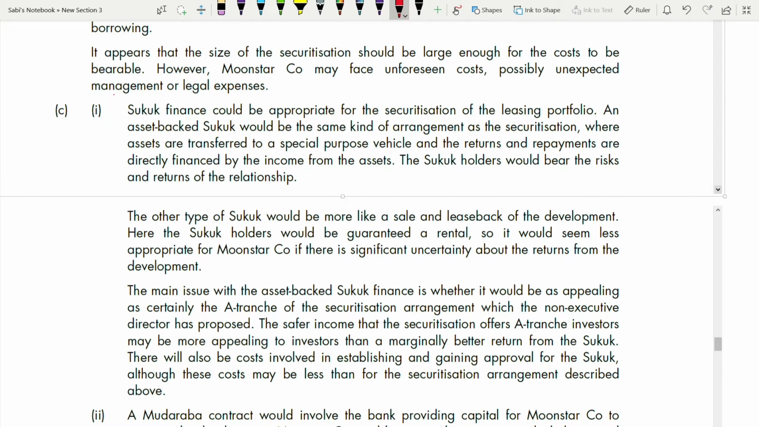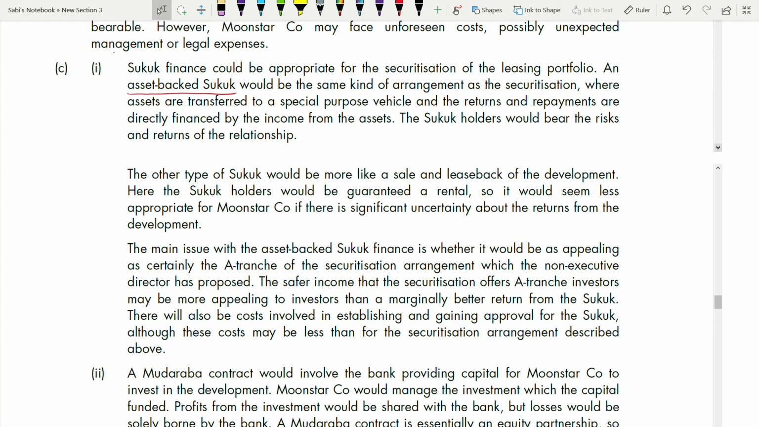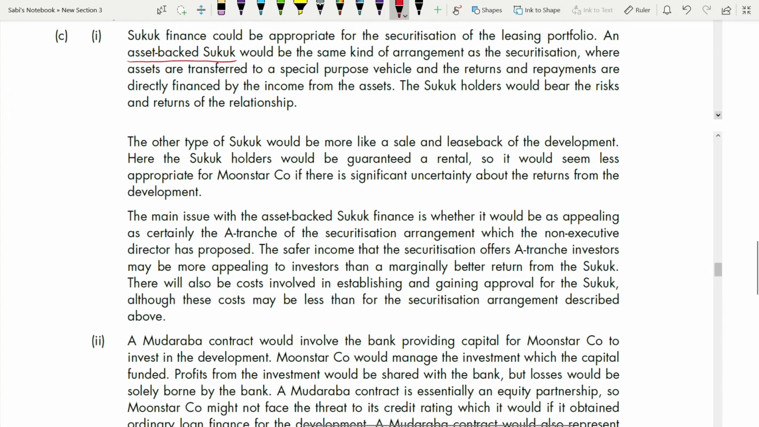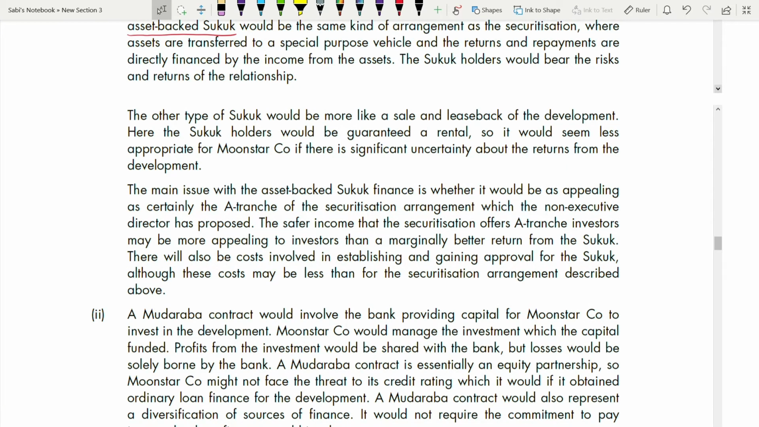Okay, and asset-backed sukuk would be the same kind of arrangement as securitization, right? So asset-backed sukuk is the same as securitization, where assets are transferred to a special purpose vehicle and the returns and repayments are directly financed by the income from the assets. So the sukuk holder would bear the risk and the returns of the relationship. And the other type of sukuk is more like a sale and leaseback of the development. Here the sukuk holders would be guaranteed a rental. So it would seem less appropriate for Moonstar if there's significant uncertainty about the returns from the development. If Moonstar has uncertainty about whether they are going to receive that rental income from the development, then they will not support this type of sukuk, right?